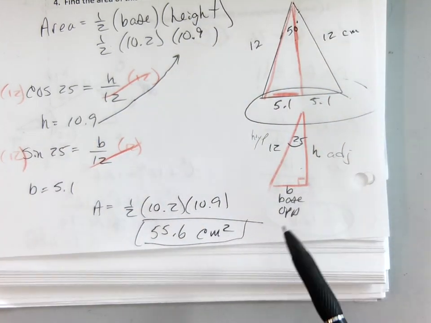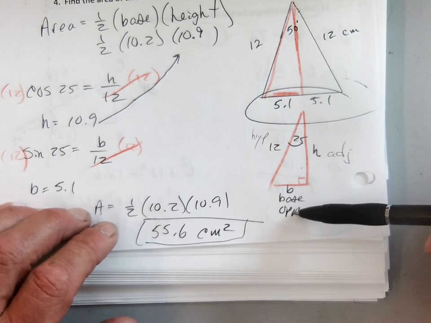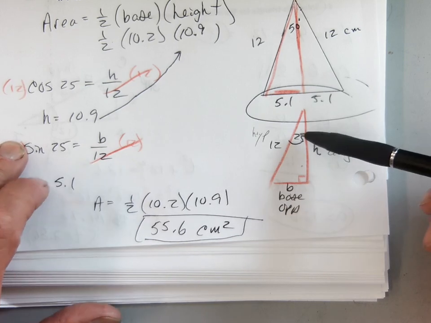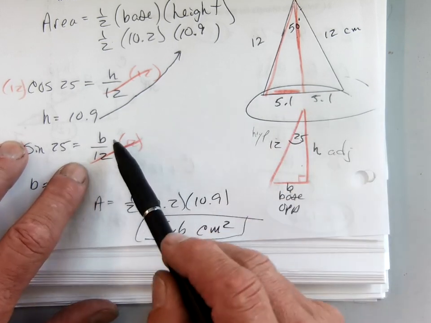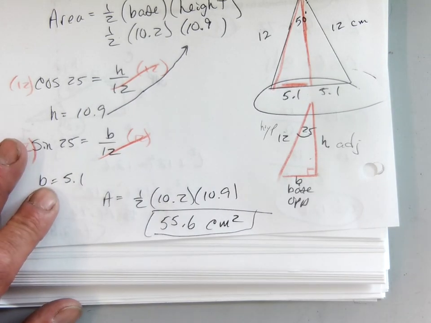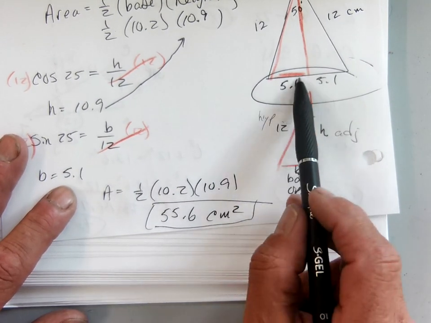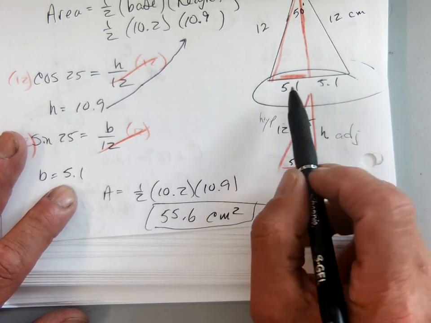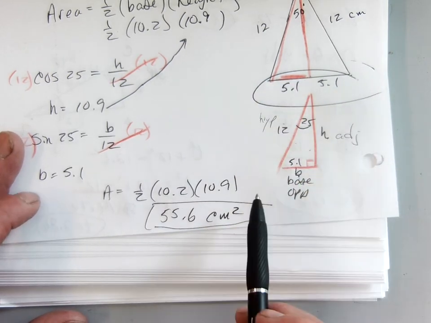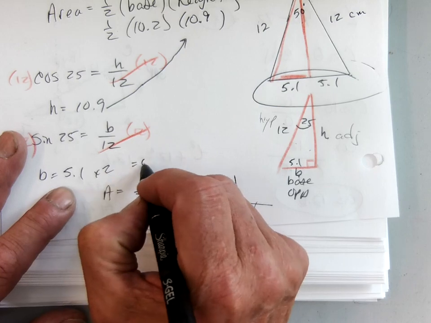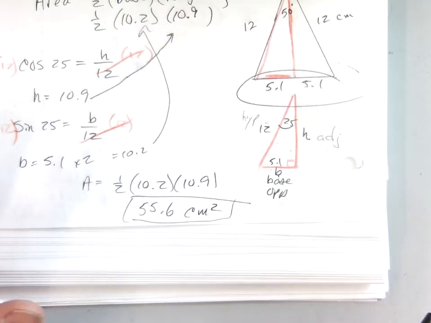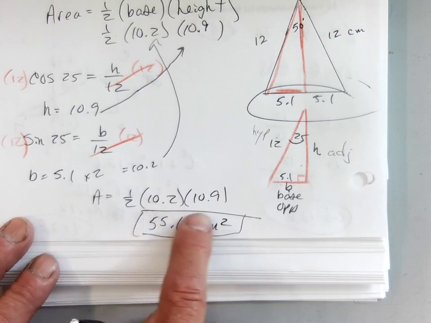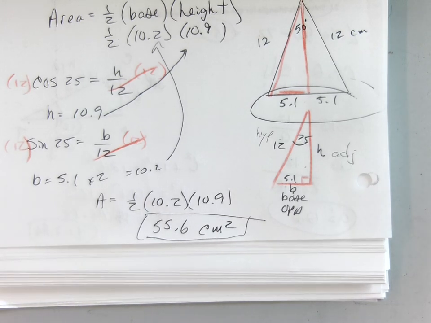Then I needed the base, so that would be my opposite. I used sine, opposite over hypotenuse: sine of 25 equals b over 12. I multiply by 12, use my calculator, and I got 5.1. Now I have to be careful, because 5.1 is only this part, not the whole base of the triangle. So the base of the triangle is really 5.1 times 2, which is 10.2. Finally, to find the area of this triangle, 1/2 times the base, 10.2, times the height, 10.9, I use my calculator and I got about 55.6.